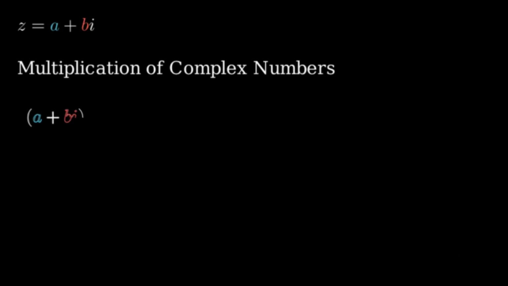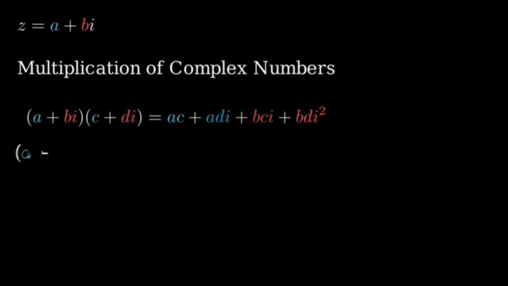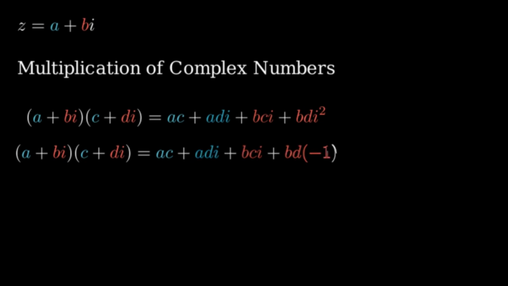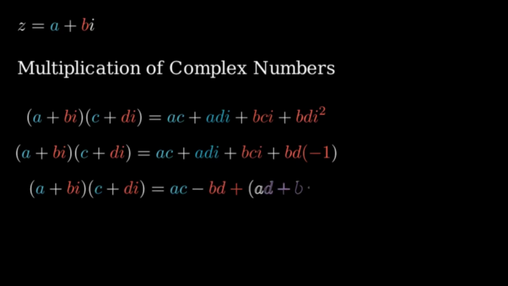Multiplication of complex numbers is more intricate than addition or subtraction. We'll need to use the distributive property and remember that i squared equals -1. To multiply two complex numbers in the form a plus bi and c plus di, we multiply each term in the first expression by each term in the second, just like when multiplying binomials using the FOIL method: first, outer, inner, last. The crucial step is recognizing that i squared equals -1, so we can replace bd i squared with bd times -1.